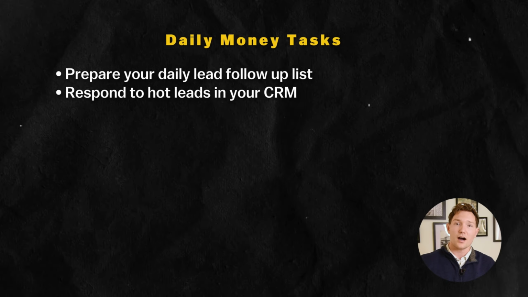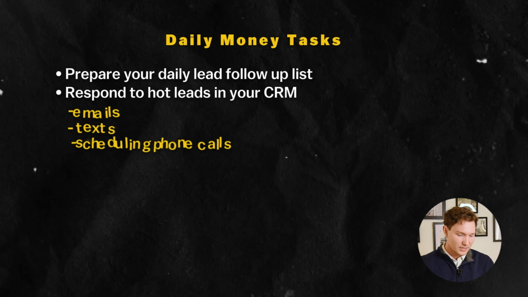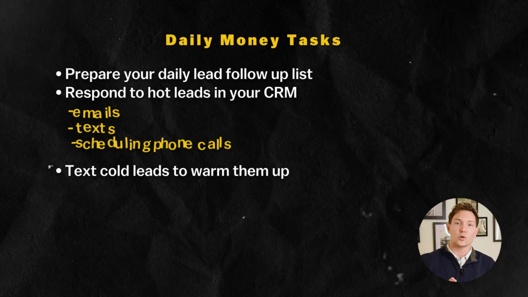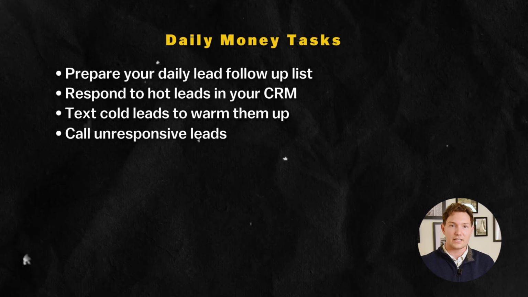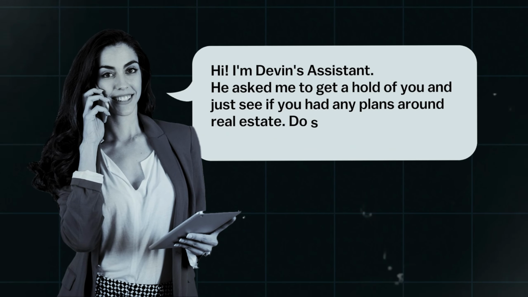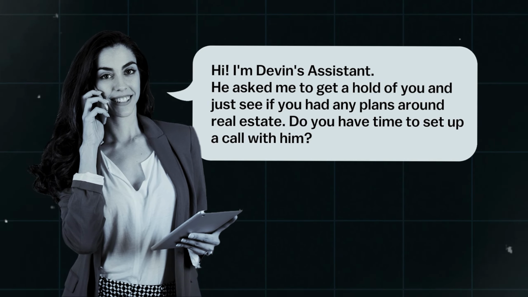They could respond to hot leads in your CRM. This is emails, this is text, this is scheduling phone calls. They can text cold leads on your behalf. Just give them the script. Have them do it in your follow-up box in your CRM. Every day they go through and they can plug in and set this up. They can call unresponsive leads. If people aren't answering, they can just say, hey, this is Devin. I'm Cliff's assistant. He asked me to get a hold of you and just see if you had any plans around real estate. Do you have time to set up a call with him?